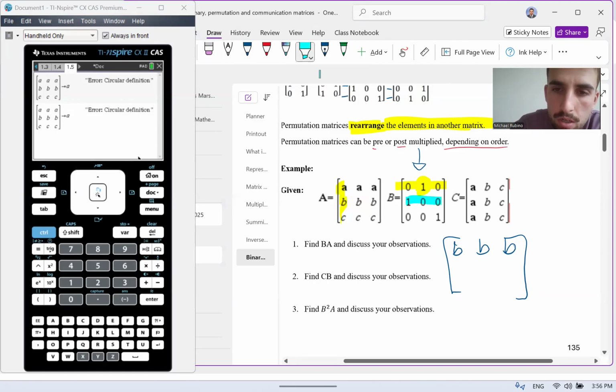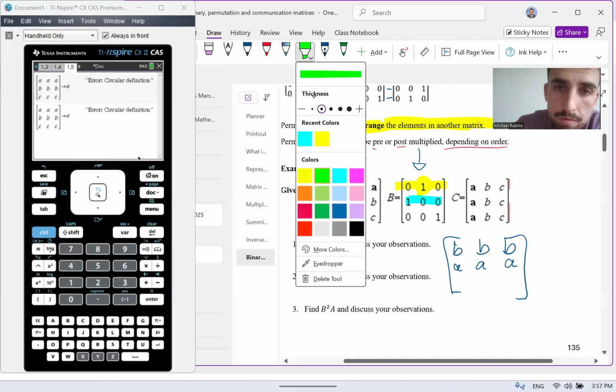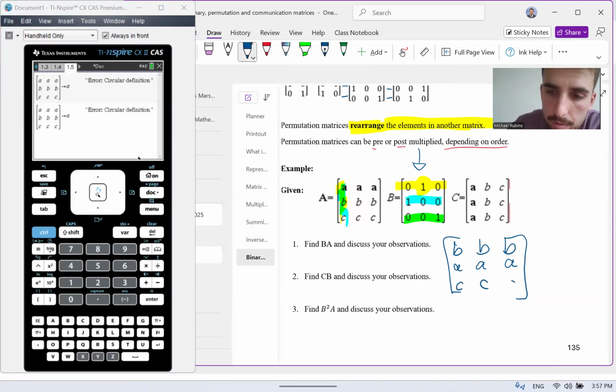So row 2, column 1. The only thing that would match up is an A. If we did row 2 times column 2, it would be an A. If we did row 2 times column 3, it would be an A. Then if we did row 3, column 1, the only thing would be a C. Row 3, column 2 would be a C.